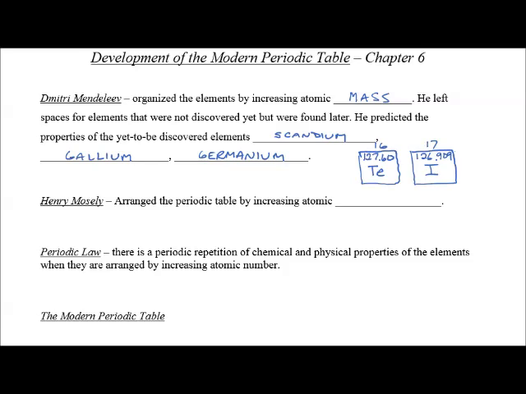It wasn't until Henry Moseley arranged the periodic table by the increasing atomic number that this then made sense. So tellurium is atomic number 52, and iodine is atomic number 53. The atomic number is the number of protons found in the nucleus. This led to the periodic law.